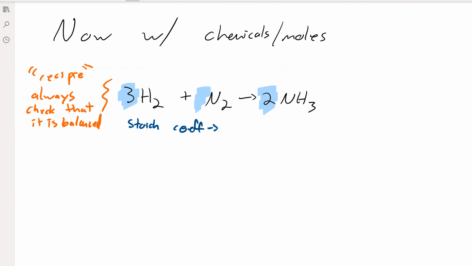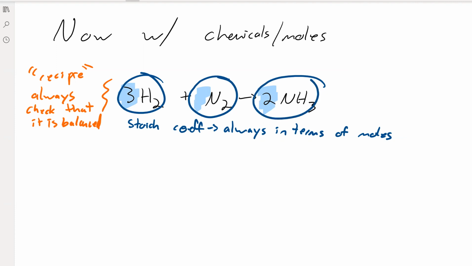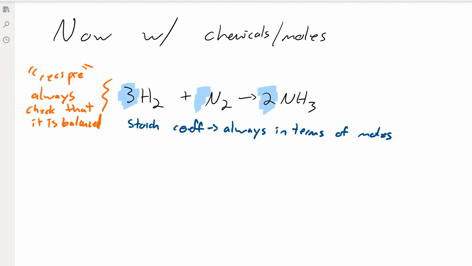And they're always in terms of moles slash molecules. For our class, we'll be thinking about them solely as moles, but you can think of them as molecules as well, right? We need 3 H2 compounds for every 1 N2 compound to make 2 NH3s. But remember, moles is just a way of counting. So you need 3 moles of H2 combined with 1 mole of N2 to form 2 moles of NH3.